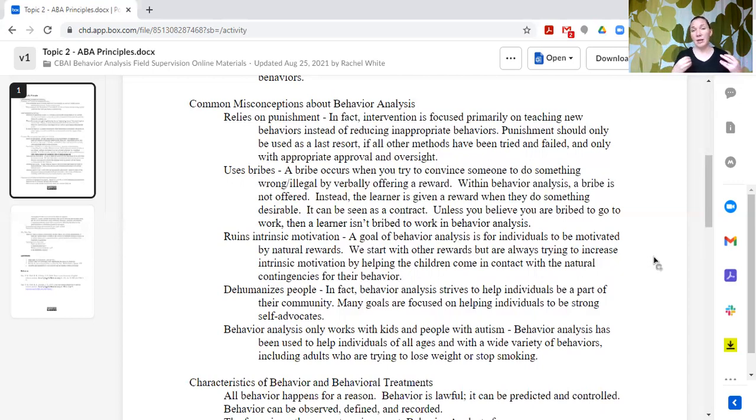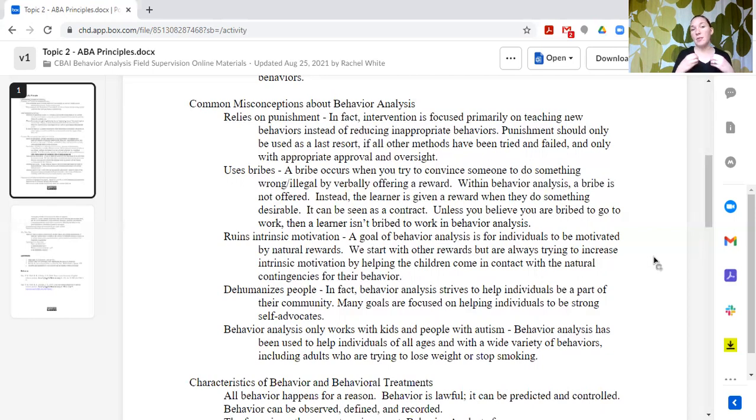Another misconception is that we are bribing people. A bribe occurs when you try to convince someone to do something wrong or illegal by verbally offering them a reward. Instead, we are trying to set up natural contingencies whenever possible. And if we need to add that extra contingency in the meantime until they can access the natural contingencies, for the behaviors that get that learner's need met.